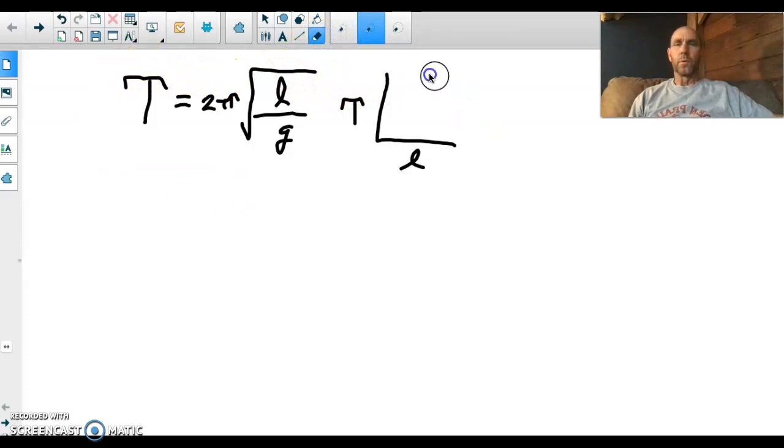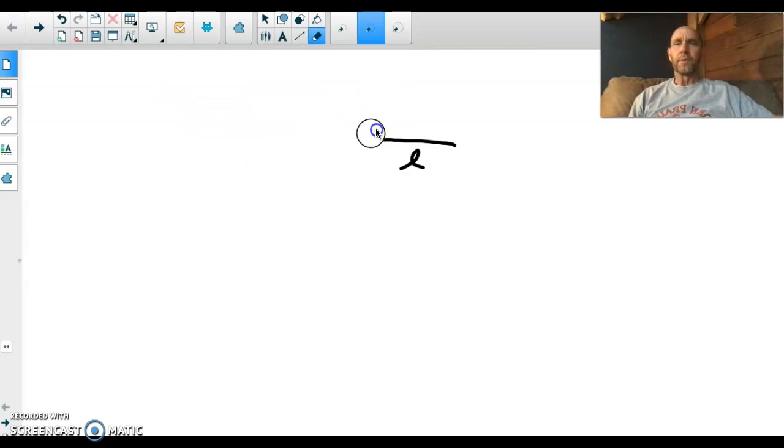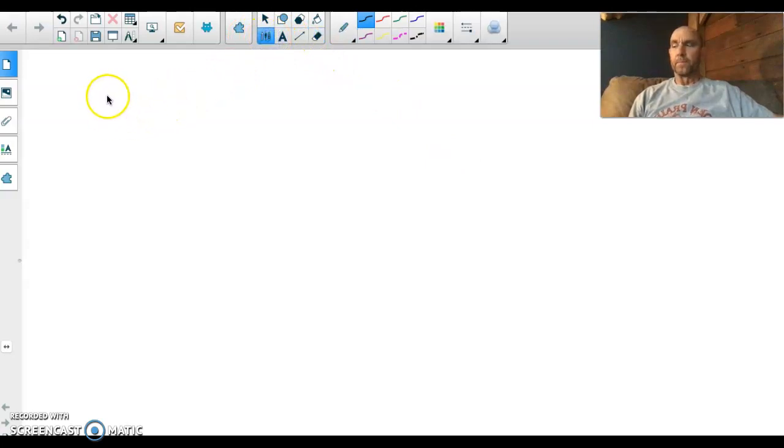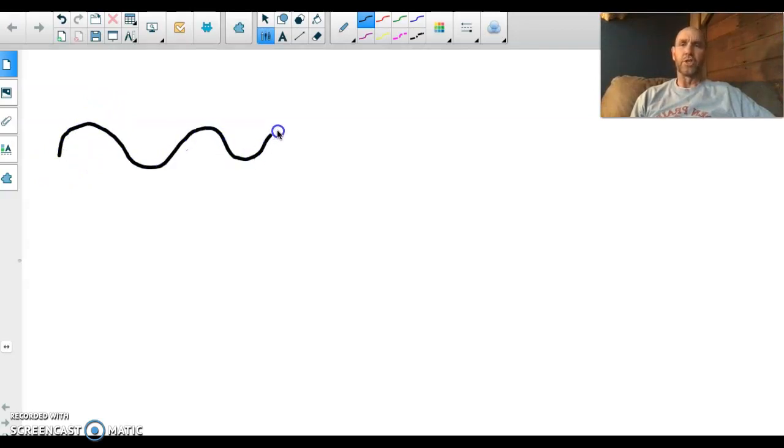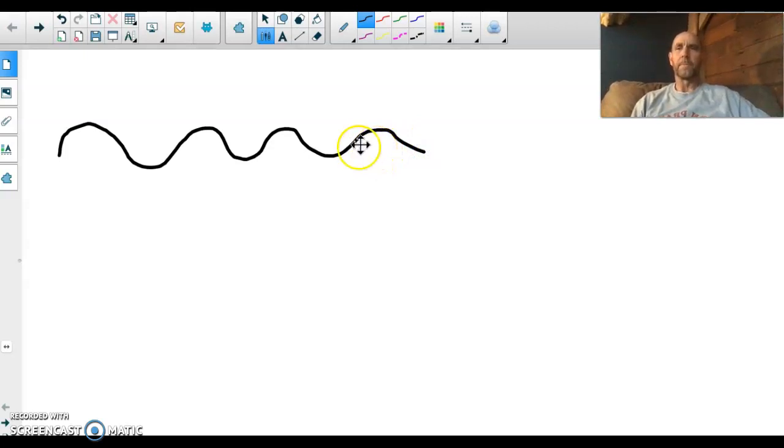So I will erase this and get into some stuff for the day today. In your reading, you've come across a couple things, and you'll get some more reading today. If I took a string and tied one end of it to a wall or a post or something like that and shook it up and down, I would get a pattern that would look something like this. This is called a mechanical wave. Okay? Well, there's some parts of this mechanical wave that I want to point out.